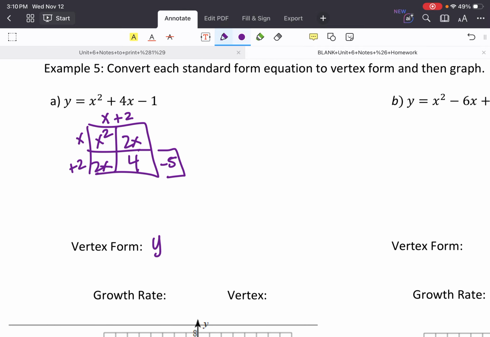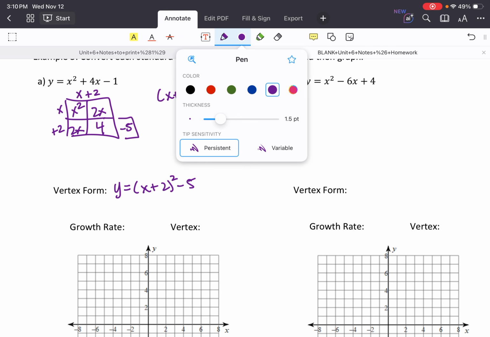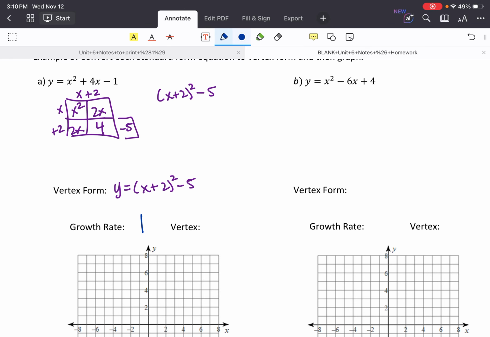So when I write vertex form, I throw the y in front of it. I have (x plus 2) squared and a -5, and I just write that right after the equal sign. And that is in my vertex form, and now it's going to be super easy for me to graph. My growth rate, when I complete the square, will always be 1. My vertex, the x is the opposite, the y is the same.